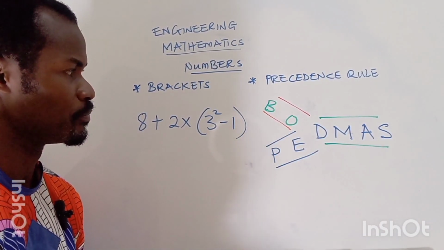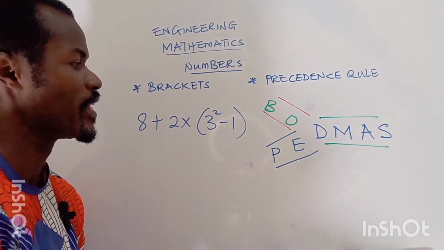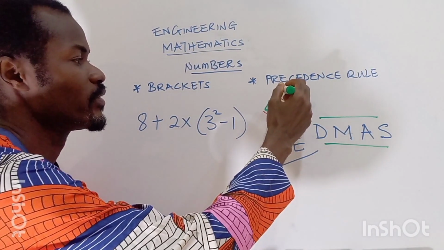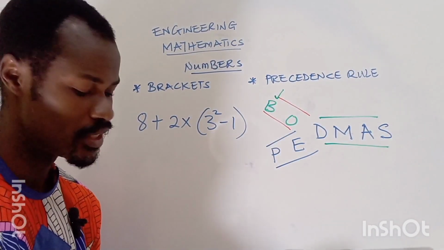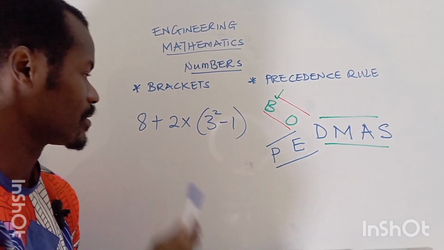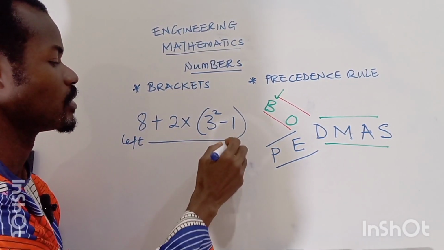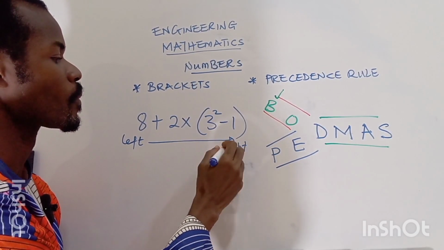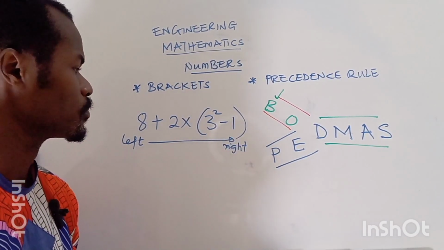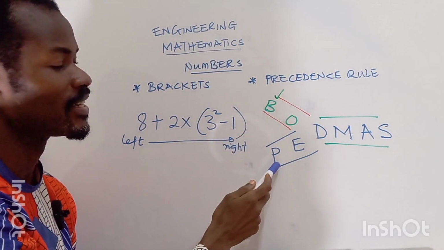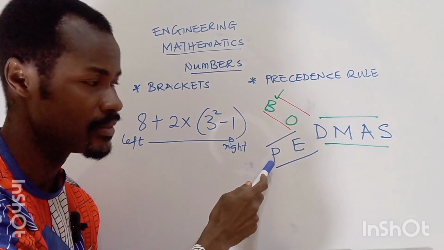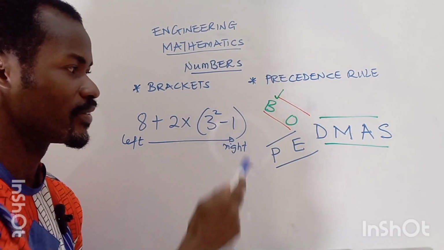From the precedence rule, we have brackets first. So you always check from left to right. This is my left, and we're moving to the right. Once we check, can we see a bracket or parenthesis here? Yes. So we want to solve this first.